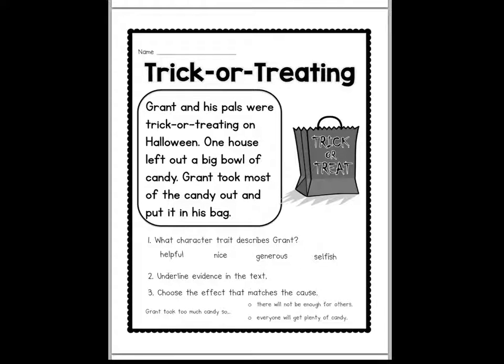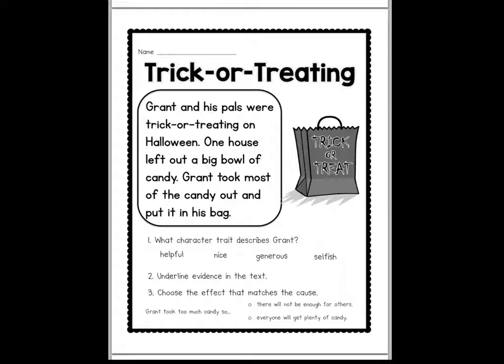Let's get some more practice with character traits. Our next story is about Grant. Please listen as I read aloud to you. The title is called Trick or Treating. Grant and his pals were trick-or-treating on Halloween. One house left out a big bowl of candy. Grant took most of the candy out and put it in his bag.